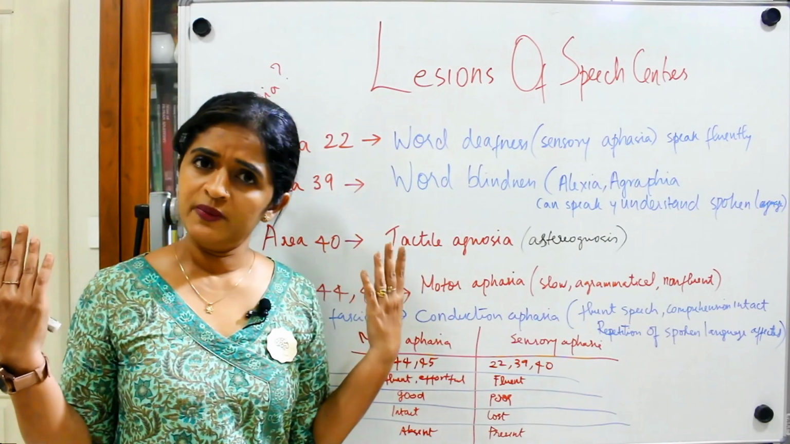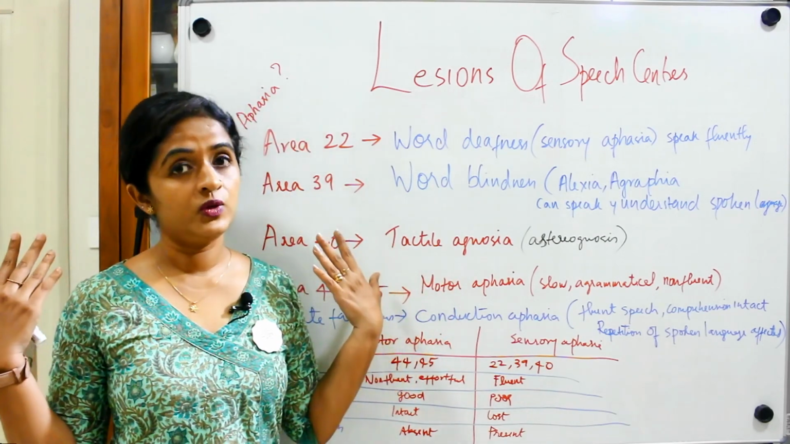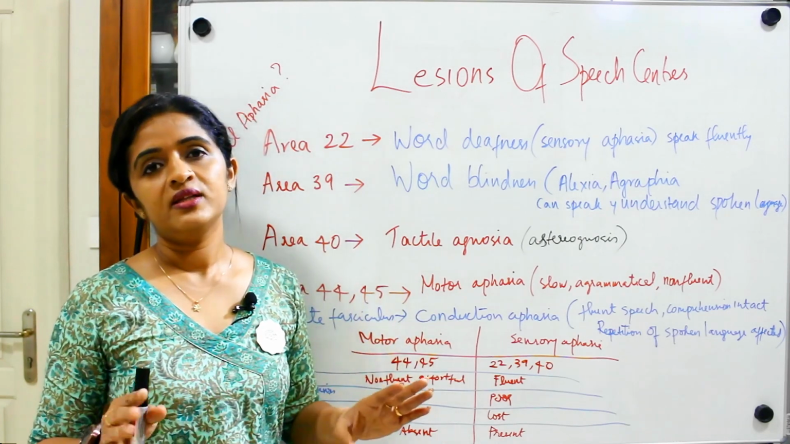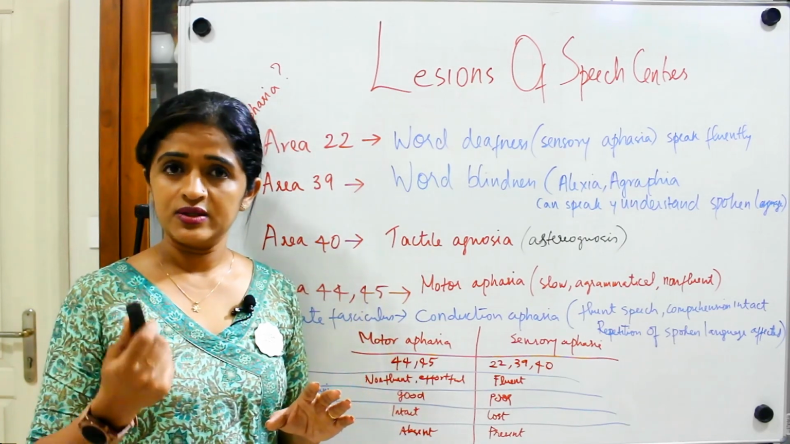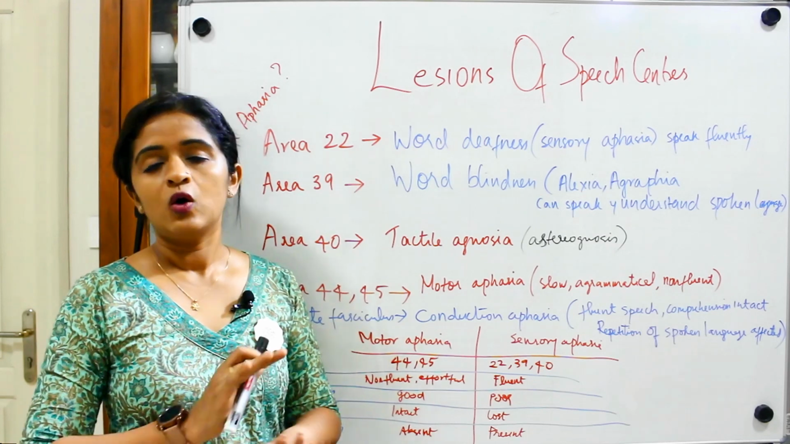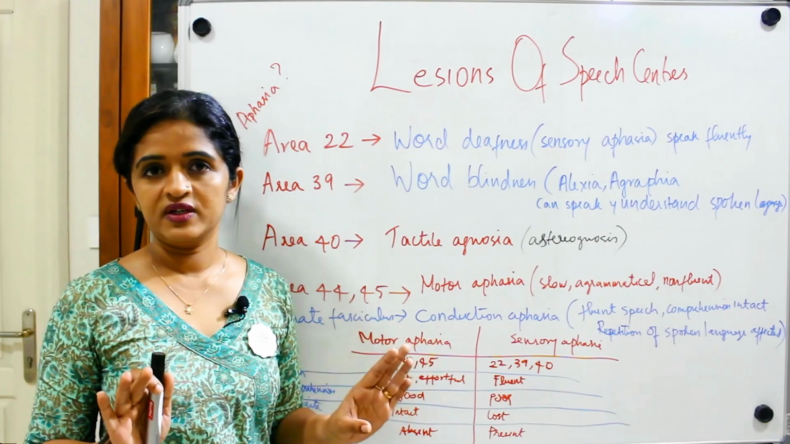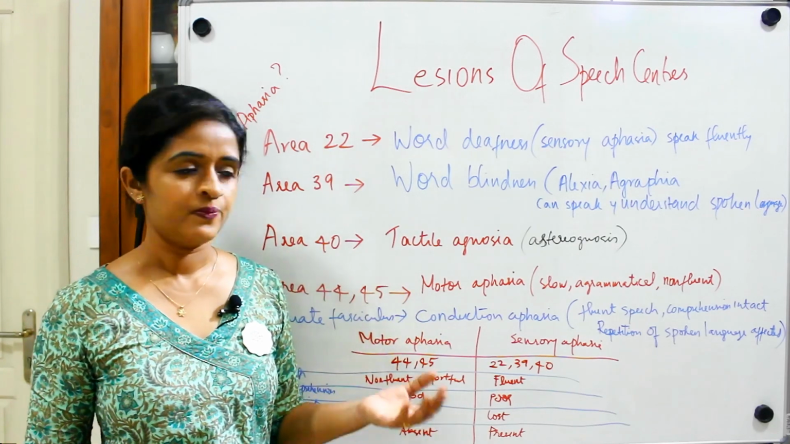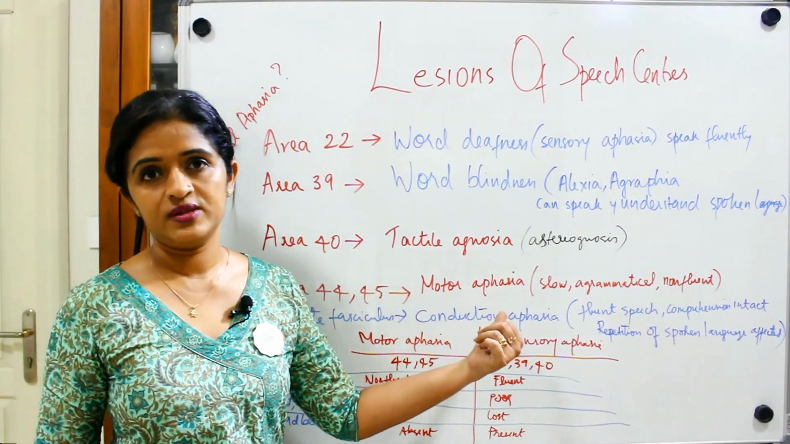But they will be able to understand everything. They will be able to hear everything, understand what is written, and understand whatever is kept in their hand. All those sensory areas will be unaffected; the only issue is they won't be able to speak fluently. That condition is known as motor aphasia.